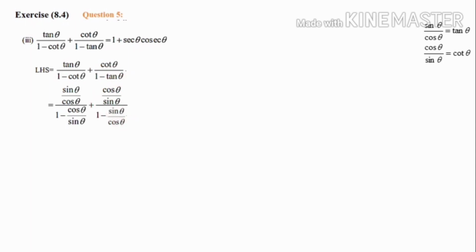Hereafter it is normal calculation, that means we have to take LCM. So sin theta by cos theta, the numerator is same, divided by 1 minus cos theta by sin theta. Here we have to take sin theta as common LCM. When you take sin theta as LCM, sin theta into 1, that is sin theta minus cos theta by sin theta, plus sin theta cos theta by sin theta here in the numerator as it is. In the denominator, we have to take cos theta as common LCM, that is cos theta into 1 is cos theta minus sin theta by cos theta.